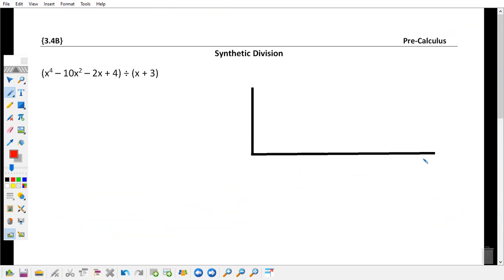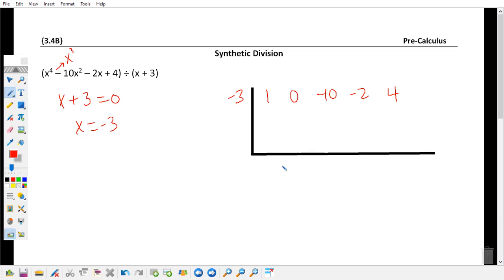Okay. So notice here, do I have all of my terms? No. What is missing? x to the 3rd. So when I write out my coefficients, I need to put a 0. So we're going to put 1, 0, -10, -2, and 4. I have x plus 3. I'm going to set that equal to 0. So what is my x? -3. So we have -3 on the outside.